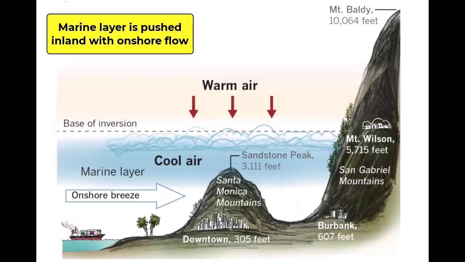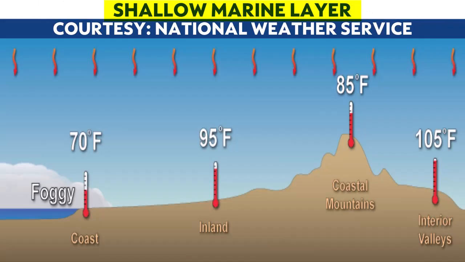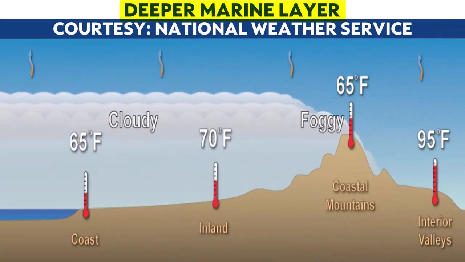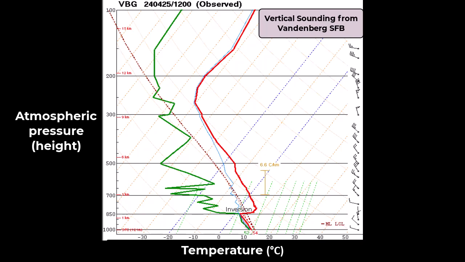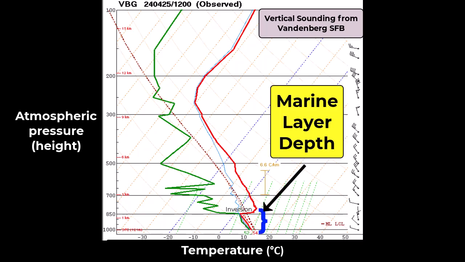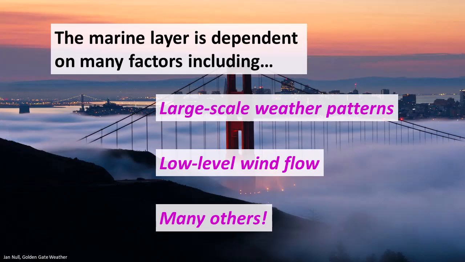Even though the marine layer is formed over the ocean, the persistent sea breeze often moves it over coastal California and at times even up the coastal slopes depending on its depth. We typically describe the state of the marine layer in terms of its depth to determine the potential level of impacts. The depth of the marine layer is simply the depth of the cool, moist layer of air beneath the inversion, or in other words, the height of the base of the inversion. The marine layer depth is dependent on numerous factors, including large-scale weather patterns and low-level wind flow.